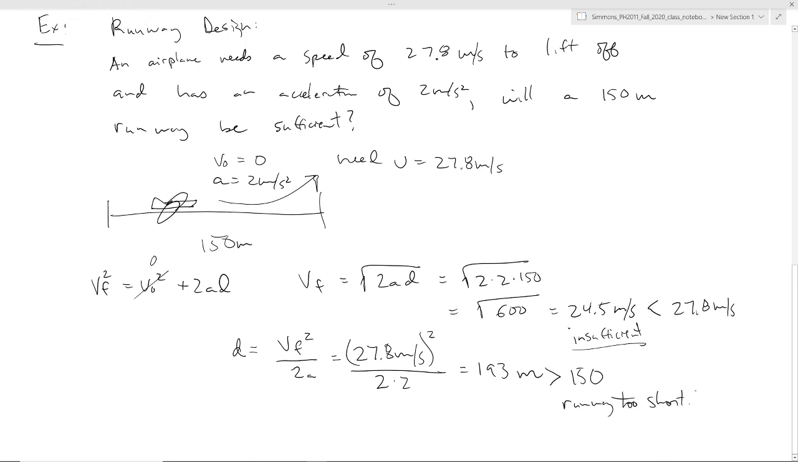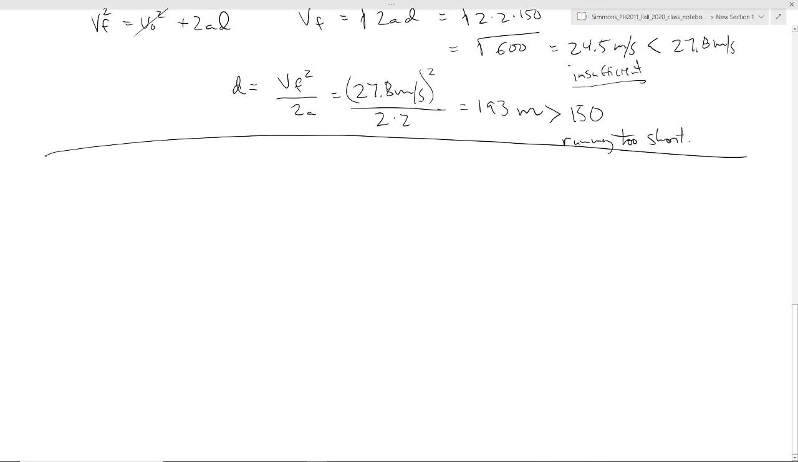Okay. That's just a simple example to get you started. Many problems are going to involve free fall. So let's look at some examples with this. And actually, your first lab exercise is free fall as well. And it will be central to projectile motion.